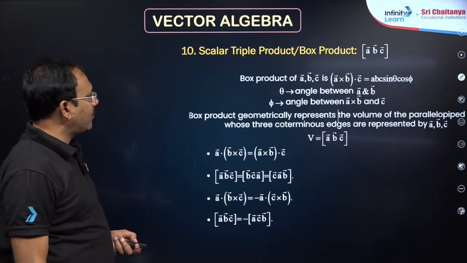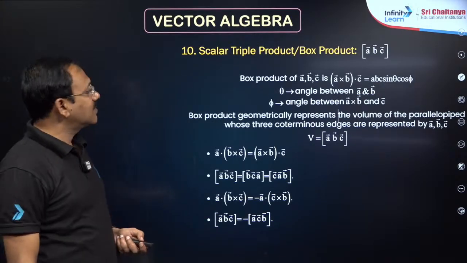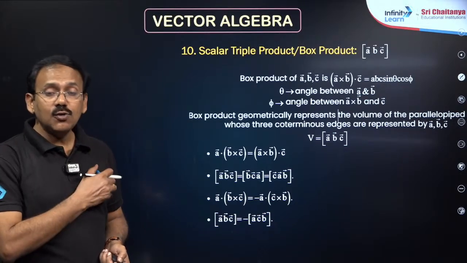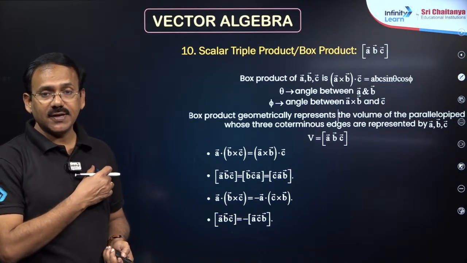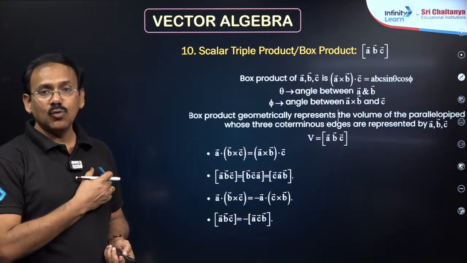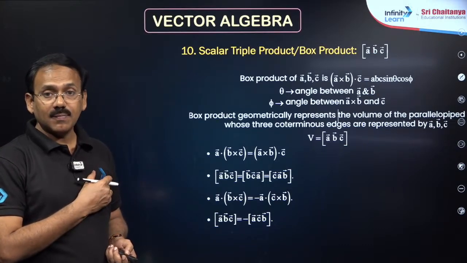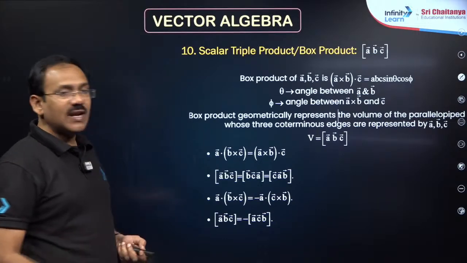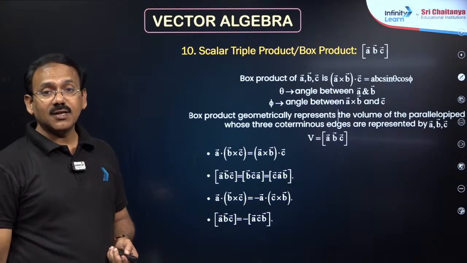Reciprocal system is not important, scalar product is important. Box ABC, my dear friends, helps you to find volume of a tetrahedron, which is 1/6 of box ABC. Volume of a cuboid, a rectangular parallelepiped, is box ABC, and you have to take the modulus. These two are very very important. Box is nothing but a determinant.